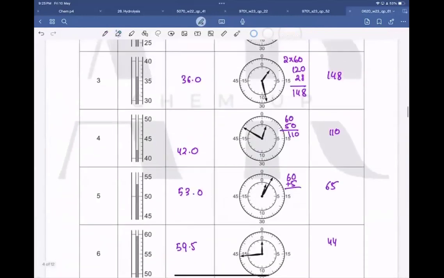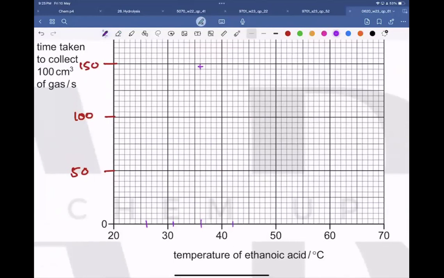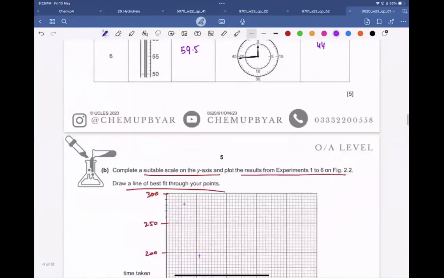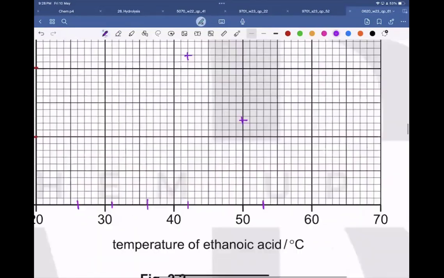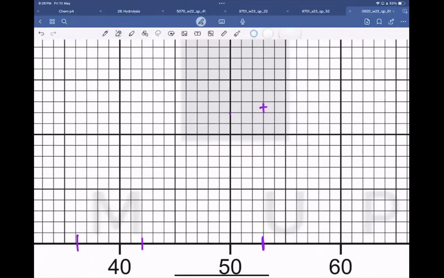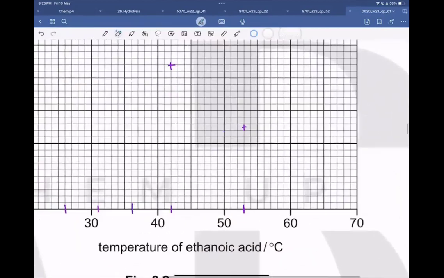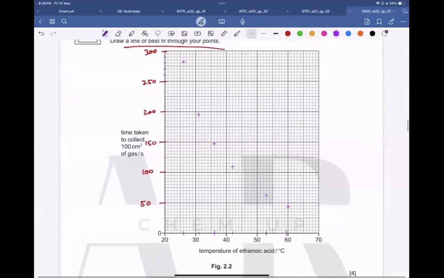Okay. Then we have 42 and 110. So 42 and 110. Right? Then we have 53 and 65. So 53 over here and 60, 65. Yeah. Then we have 59.5 and 44. So 59.5 and 44. So it's going to be over here. Is this understandable?